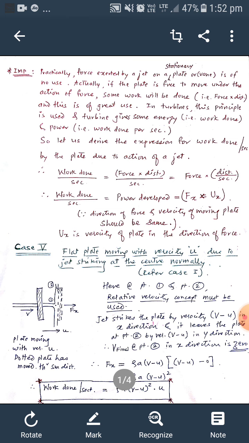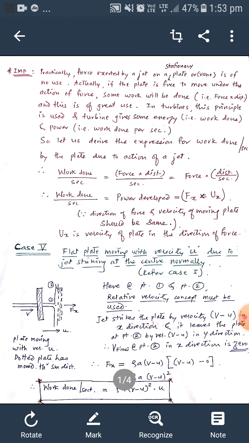Now let us see the case number 5. We can see here in the sketch there is a plate, and under the action of jet that plate moves. The dotted plate I have shown has moved some distance. Now here very important thing is we have to consider the relative velocity concept. What is relative velocity? If two objects are moving, then a velocity of one object with respect to the velocity of other object is called the relative velocity.